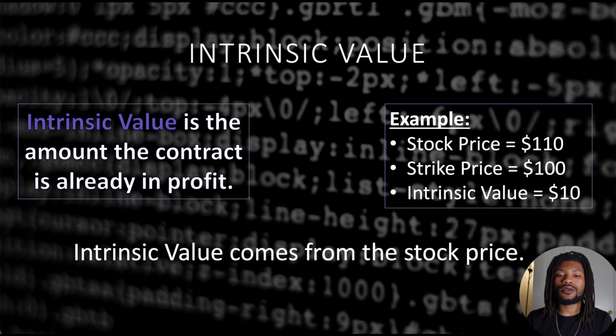Now the last two we're going to talk about are intrinsic value and extrinsic value. These things aren't as important as the other things we already discussed, but I still put them here because it's still good to know. So intrinsic value is the amount that the contract is already in profit. For example, if the stock price was $110 and the strike price was $100, then the intrinsic value will be $10, because the stock price is $10 higher and the intrinsic value comes from the stock price.